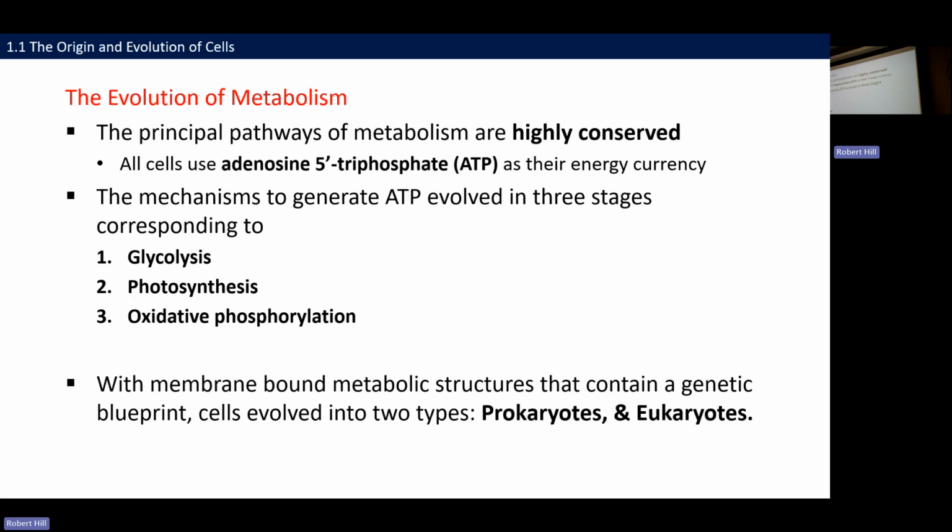What are prokaryotes? Anyone take micro? Yep, you're studying prokaryotes mostly in that class, right? The bacteria. Eukaryotes are the cells that make up animals, plants, and things like that. Okay, so more complex.